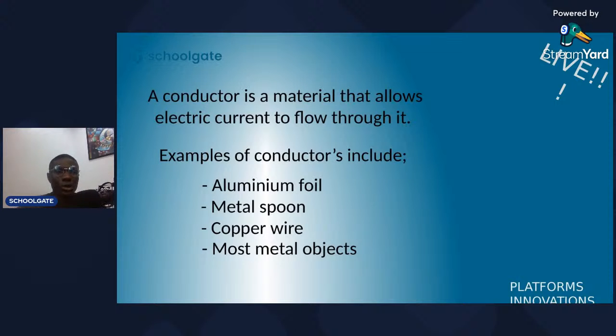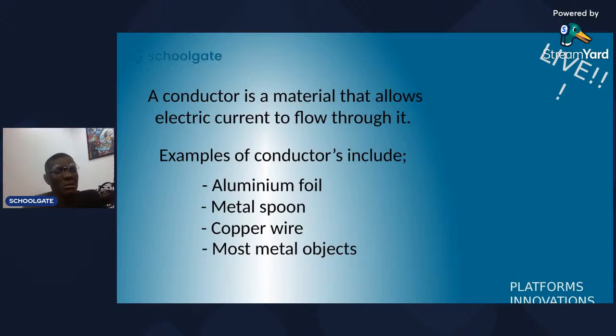Examples of conductors include your alligator wires or your crocodile clip. You can see with me here, I have an alligator wire, or crocodile clip. You also have your connecting wire. Connecting wires are also good examples of conductors. Why are they conductors? Because they allow electric current to flow through them. We also have with me here a paper clip. A paper clip is an example of a conductor because it allows the flow of electric current.